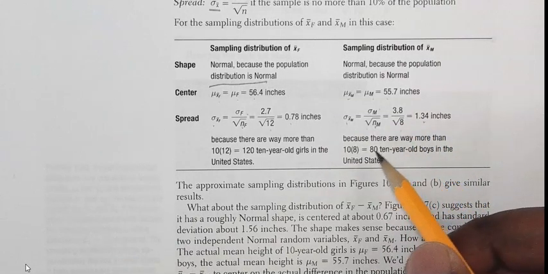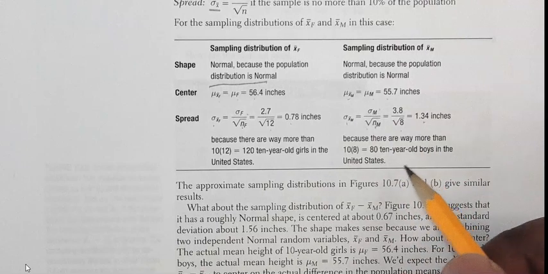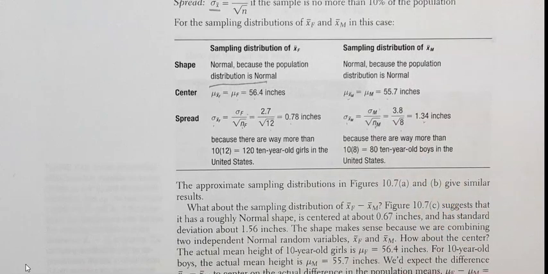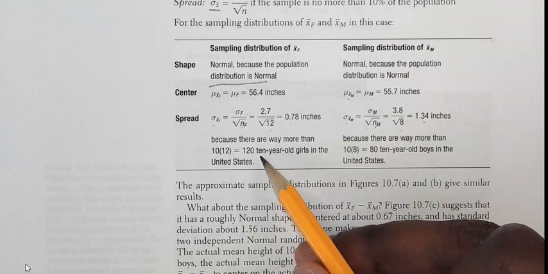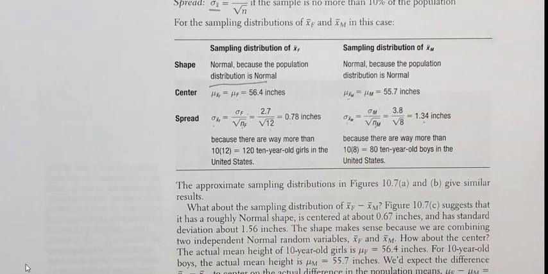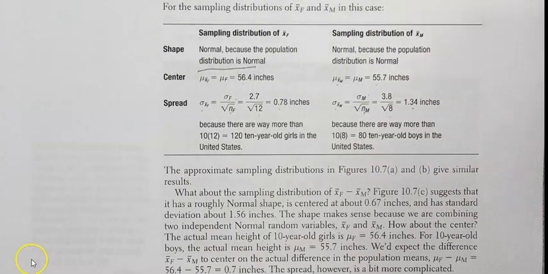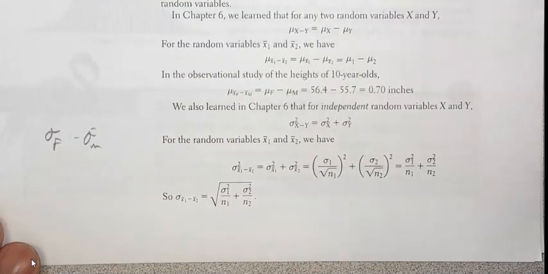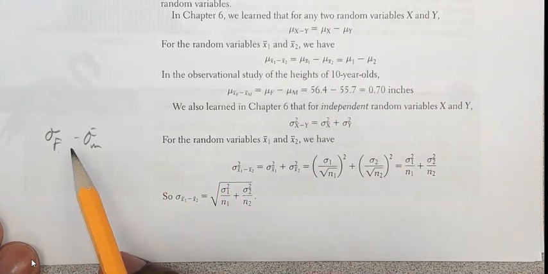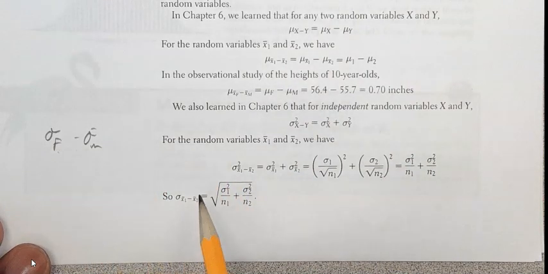Because there are more than 80 10-year-old boys in the United States, we know this is less than 10% of the population. And there are more than 120 10-year-old girls in the United States, so that's also less than 10% of the population. We also already know that we're subtracting, again, the difference between two standard deviations, as in the standard deviation of females minus the standard deviation of males. We should use this formula where we combine the two standard deviations and just take the square root of the sum of those.